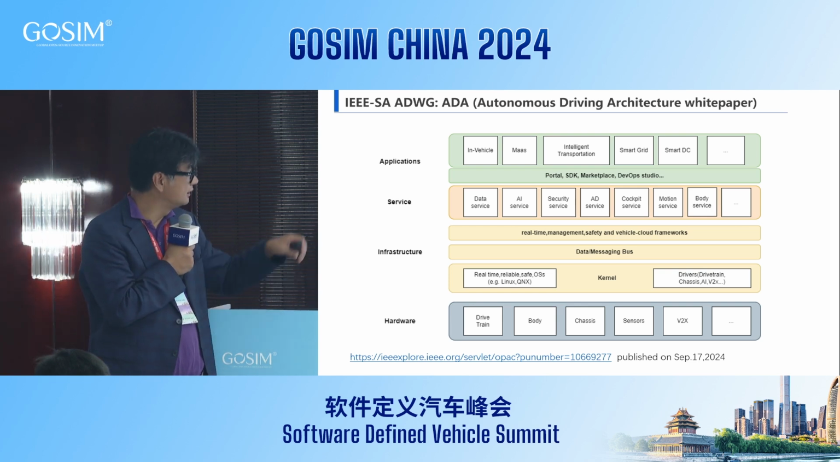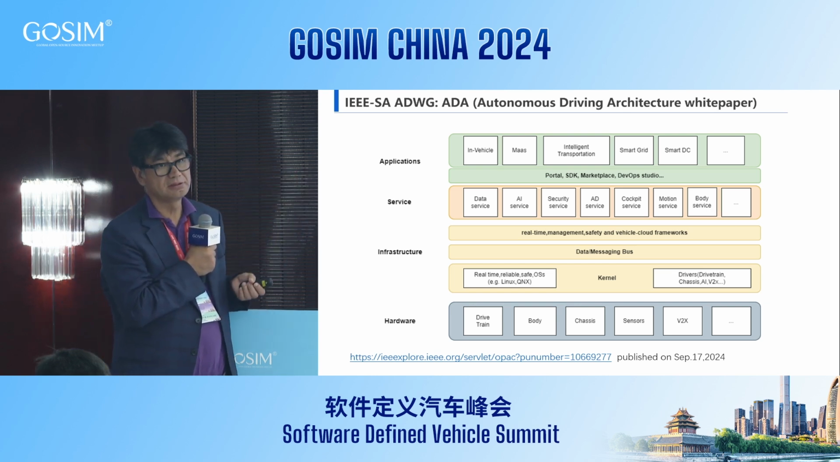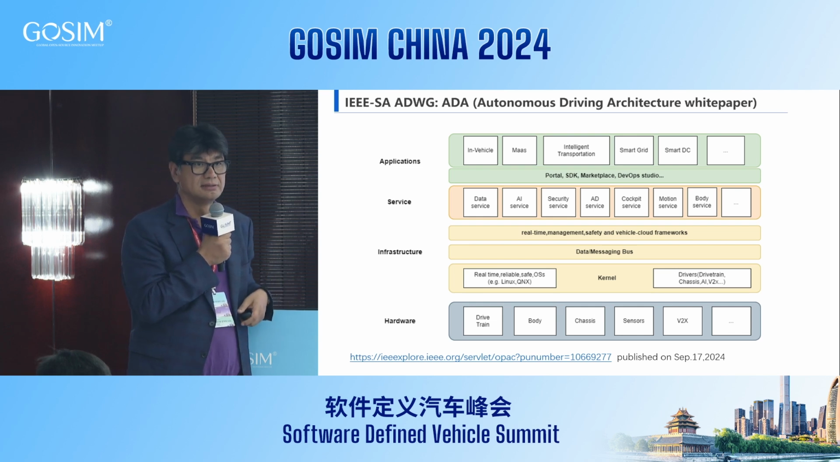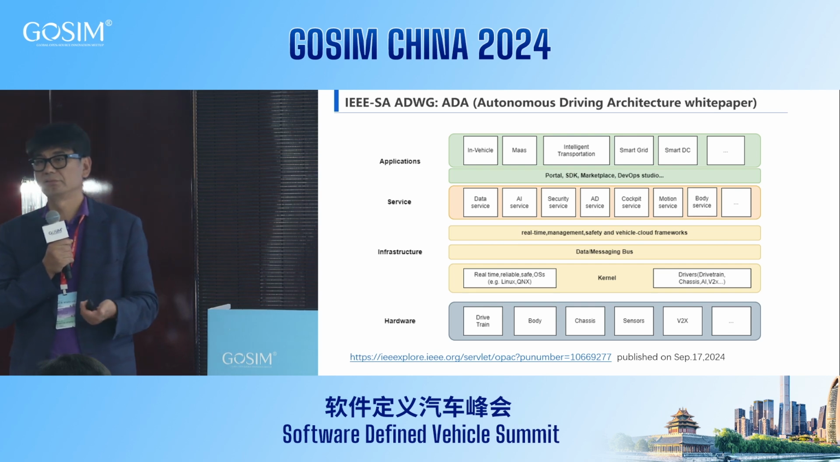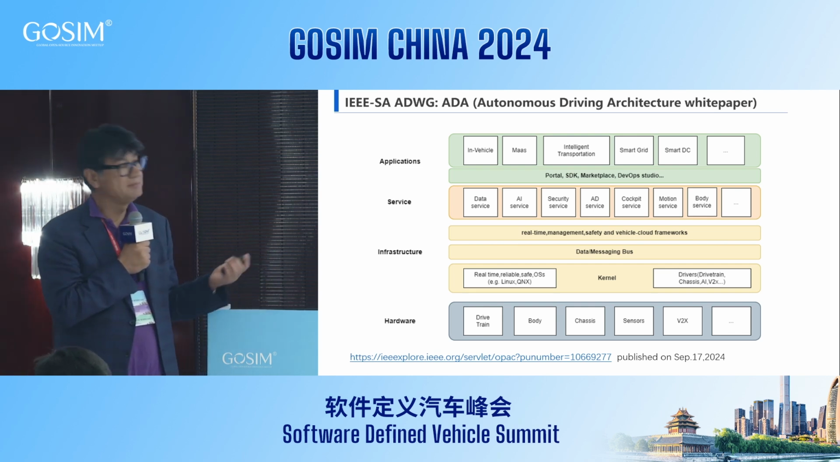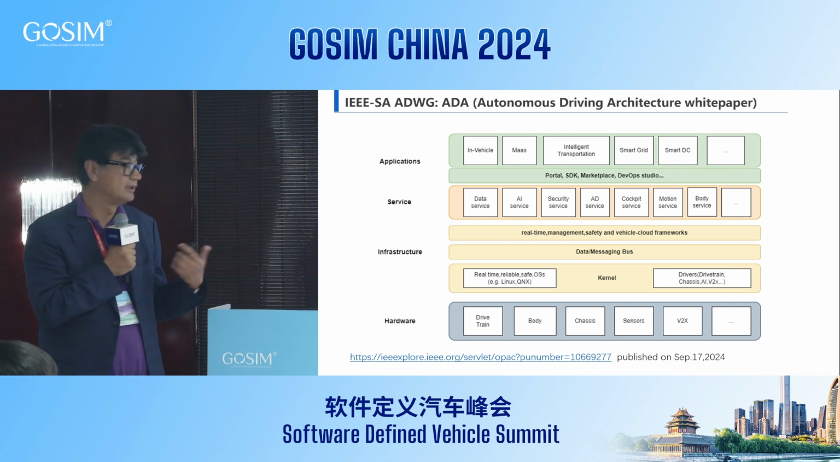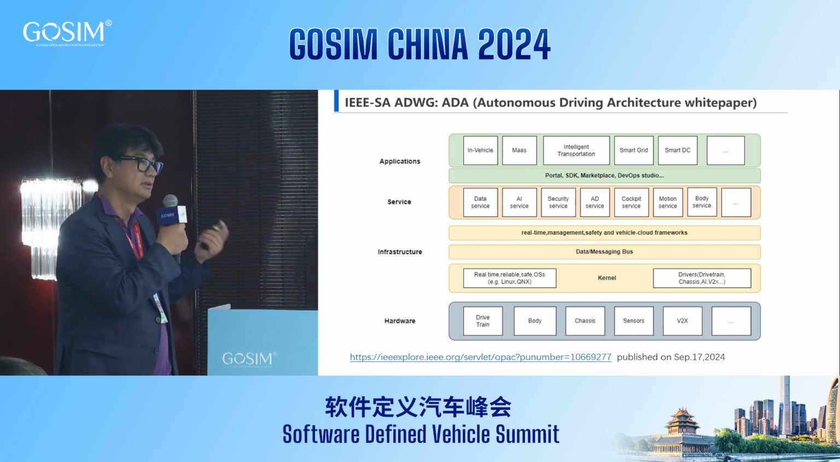And you see the service, right? The first three are the common service, because the data service is not only for the autonomous driving domain, it's also for the smart chassis. It also needs the data service. Same thing for the AI large model, and security SIM. That's really the common service.